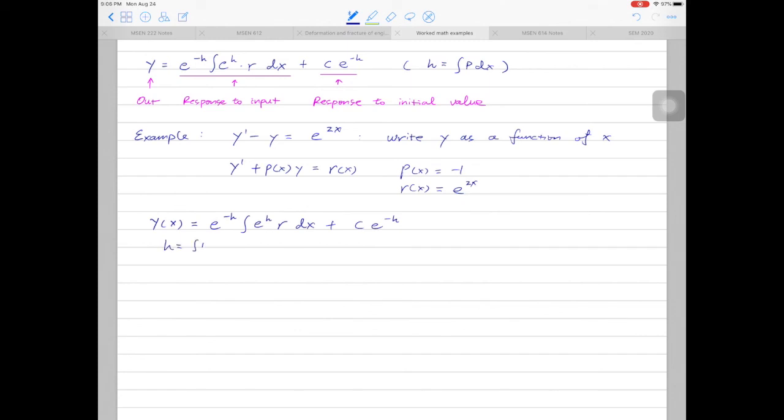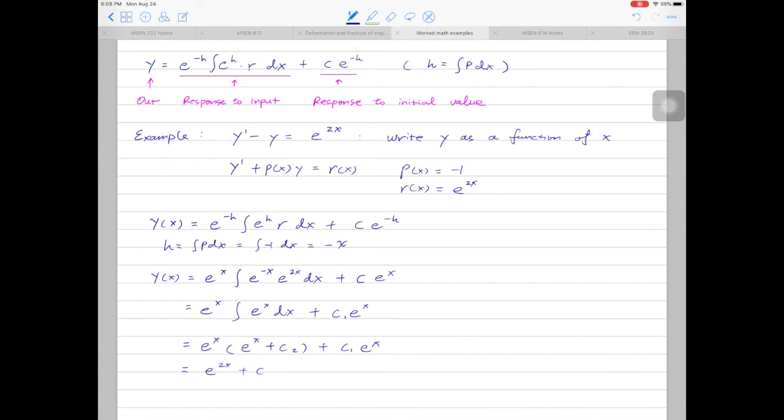Looking at h first, h is equal to the integral of p dx. p is minus 1, so the integral of minus 1 dx is simply minus x. Substitute h into the solution equation, and we'll have this. Simplify the expression. Integrating e to the power of x is simply e to the power of x. Do not forget we need to add another constant here after integration. Now we have two constants as a result of doing integration twice, so we have c1 and c2. Combining c1 and c2 as a new constant called c, we have our final expression: y is equal to e to the power of 2x plus c multiplied by e to the power of x.